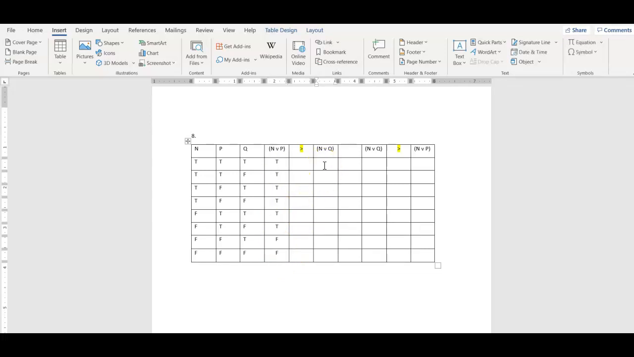Okay, now we do N or Q. This is a little trickier because you have to ignore the P column and just look at the N and the Q column. But again, in the first 4, N is true, so we know that the whole thing's going to come out true. In the next one, Q is true. This one, they're both false, so we get an F. This one, Q is true again, so we get a T. And then this one, they're both false, so we get an F.